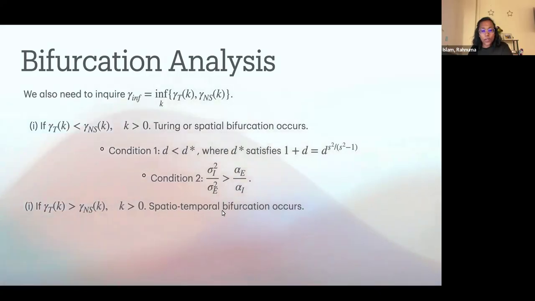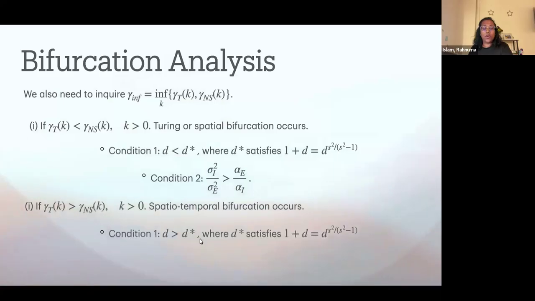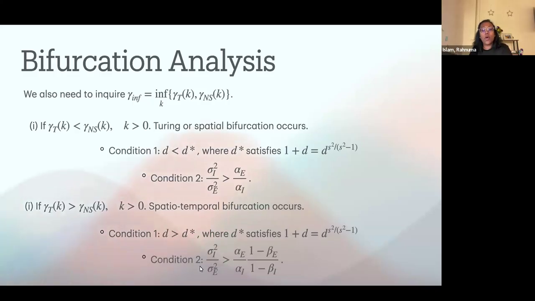That's when the spatiotemporal bifurcation occurs before the Turing bifurcation, and the condition is opposite to the previous one. Now d has to be greater than d star, where d star satisfies this equation. And the second condition is that sigma I squared over sigma E squared is greater than alpha E over alpha I times 1 minus beta E, 1 minus beta I. This is the D.